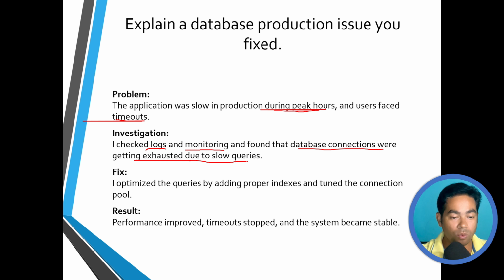So why is this query slow? Because it is not optimized. That means in the table, the indexes were not applied. So you applied the indexes and optimized the query. This way you improved the performance of your application. That means your application was slow because of a shortage of connections in the connection pool, due to the slowness of your queries. So you improved your queries by applying the indexes in your tables. This is one of the examples I told. So you can explain this way how you fixed one database issue in production.